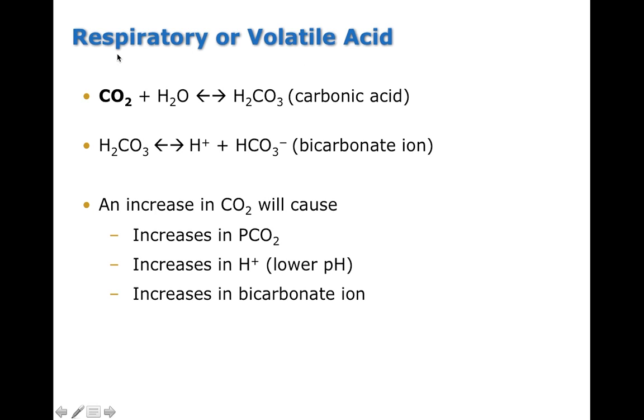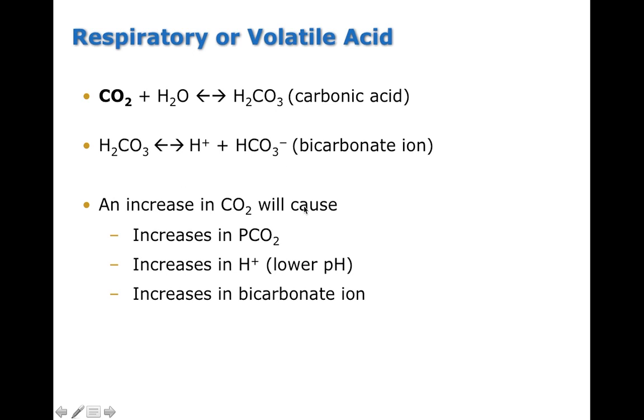Now, in terms of what a respiratory or volatile acid is, that's going to be carbonic acid. So if y'all remember, we talked about how CO2 and water make H2CO3, or carbonic acid. Now, what's interesting, though, is that this carbonic acid, or H2CO3, can spontaneously dissociate into hydrogen ion and bicarbonate ion. The hydrogen ion is a conjugate acid here, and the bicarbonate ion is a conjugate base.